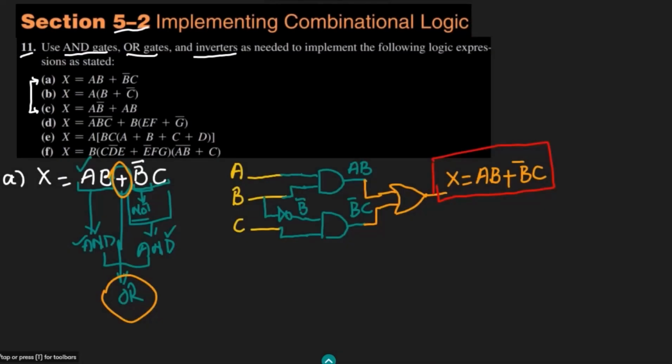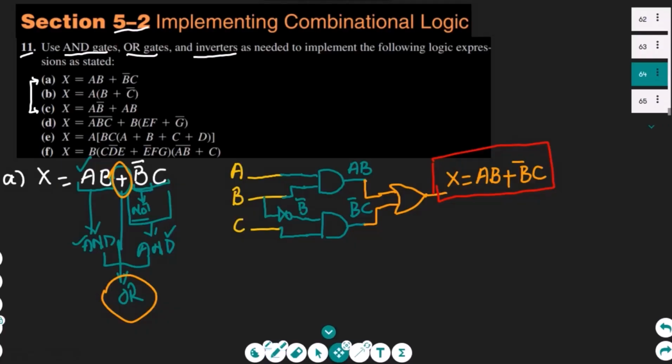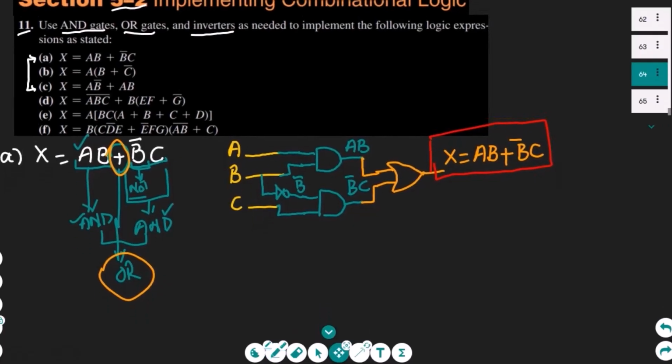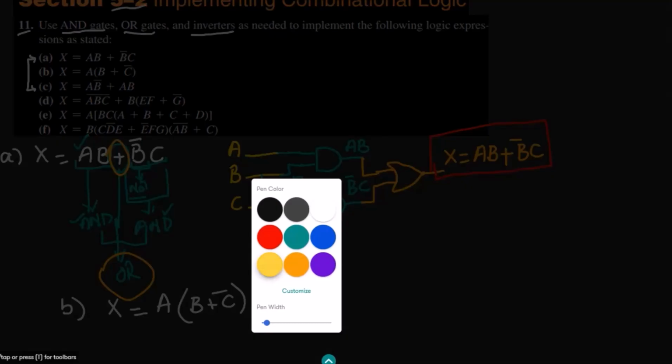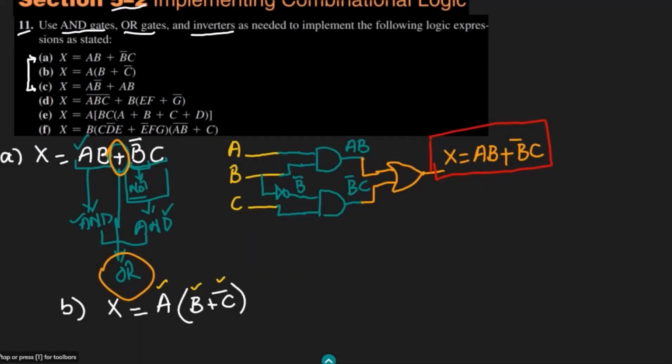Similarly for part B, let me move somehow here. The expression for it is X equal to AB plus C complement. Let me first see how many inputs I have. So I have 3 inputs. Let me draw them here: A, B, C. The input lines are here, here and here.